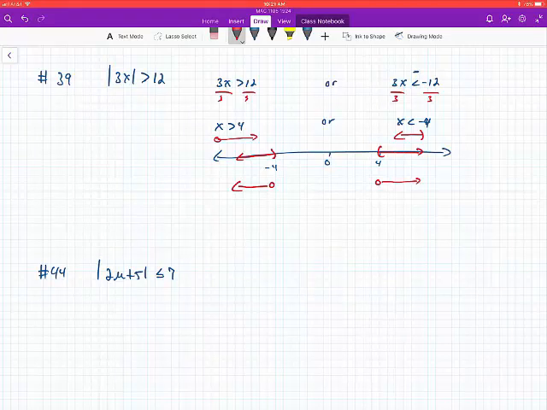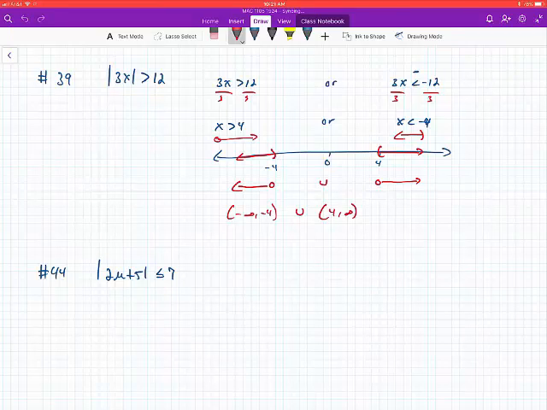So the or becomes a union, right? And so here we get negative infinity to negative 4, union 4 to positive infinity. So the solution set for the absolute value of 3x greater than 12 lies in negative infinity to negative 4, union 4 to positive infinity.